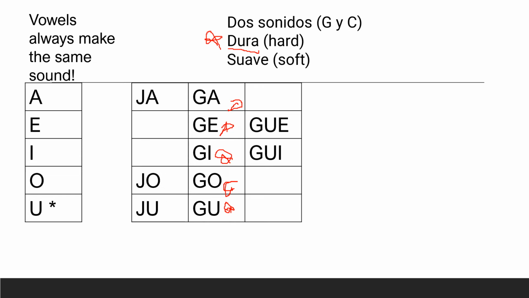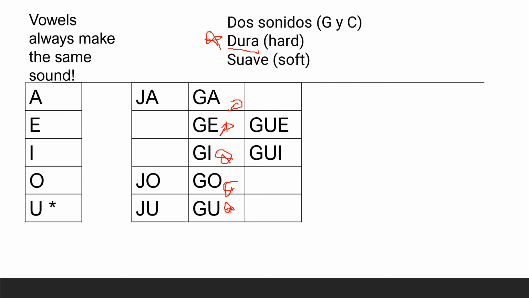So if I read them down through again: ga, ge, gi, go, gu. If I want to change this to a ha from a ga, I put a J instead of a G, ha. I do the exact same thing for go and gu. If I want ho, I put a J instead of a G. If I want hu, I put a J instead of a G.